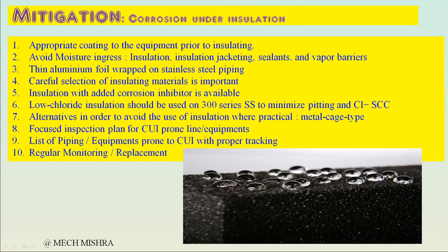So now coming to the mitigation steps. What are the mitigation measures to be taken to avoid CUI? The first thing we need to keep in mind is that we have to avoid moisture ingress in our insulation system as much as possible for carbon steel piping. And for stainless steel, we have to avoid moisture ingress, and we have to keep the chloride level as minimum as possible to avoid CLSCC or pitting corrosion.